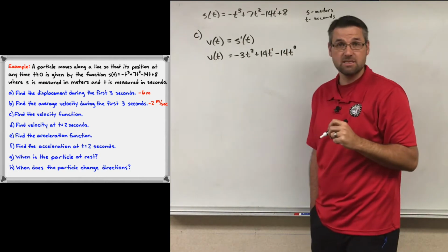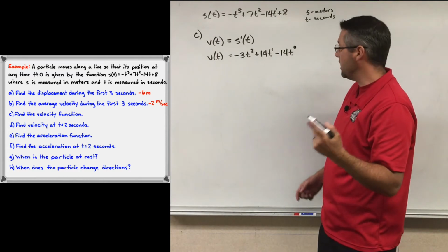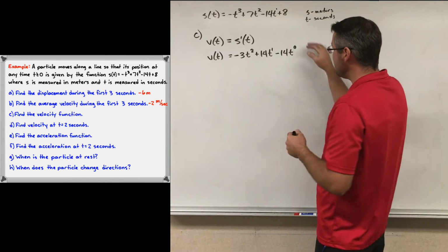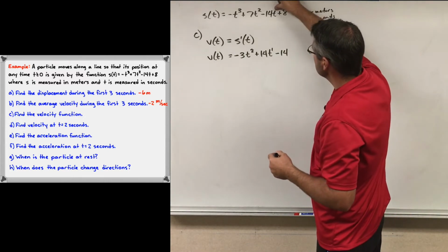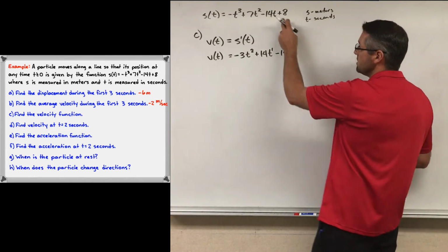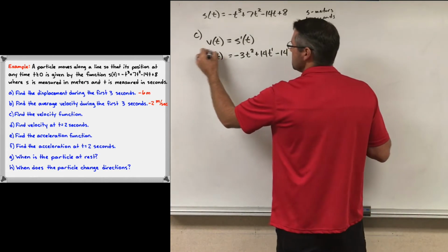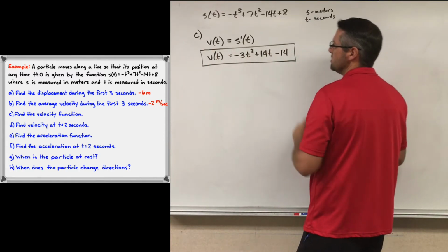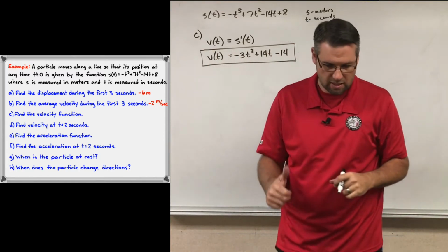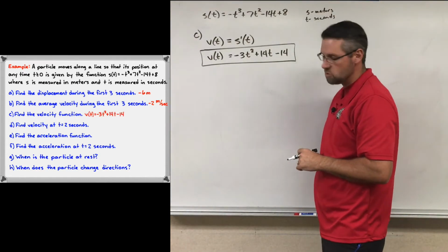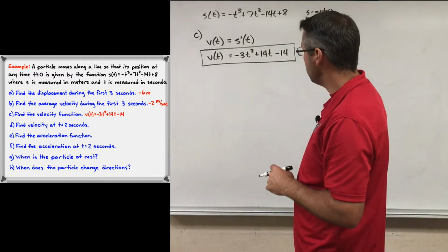Well, what is t to the 0? T to the 0 is 1, so negative 14 times t to the 0 is just negative 14, right? And so we end up with that. And then obviously the derivative of a constant 8 is 0. So this is my velocity function. I don't have to put t to the first, I can just put t there. Okay? So that's my velocity function. Let's make sure that is correct. Negative 3t squared plus 14t minus 14. Perfect.